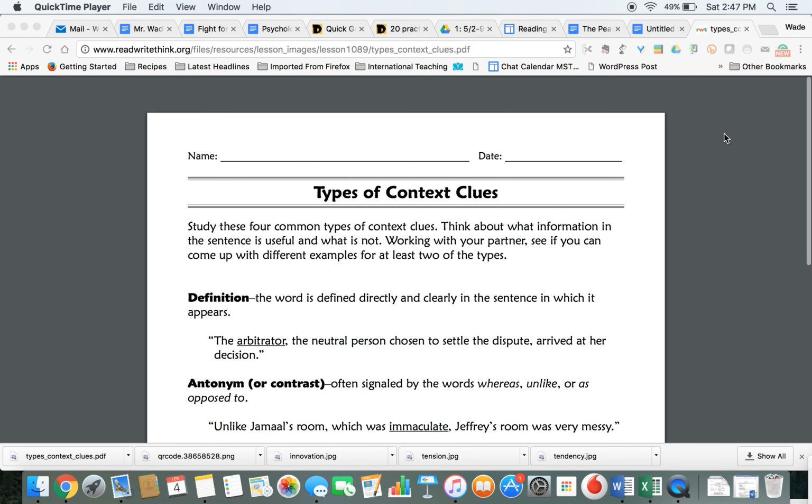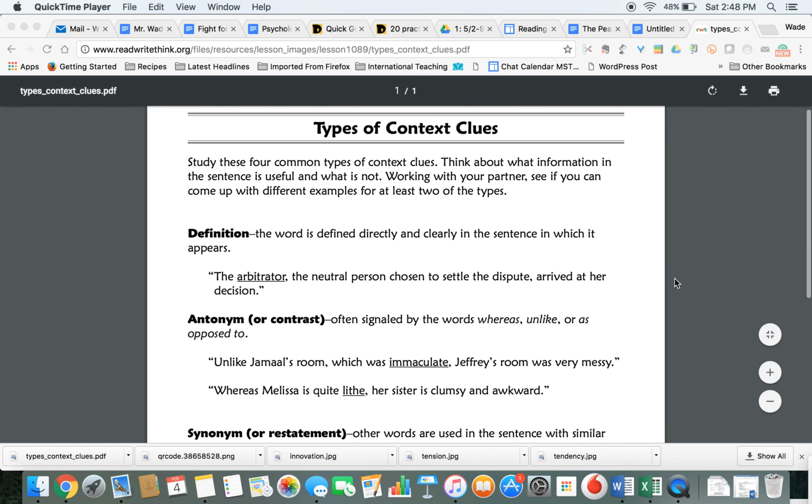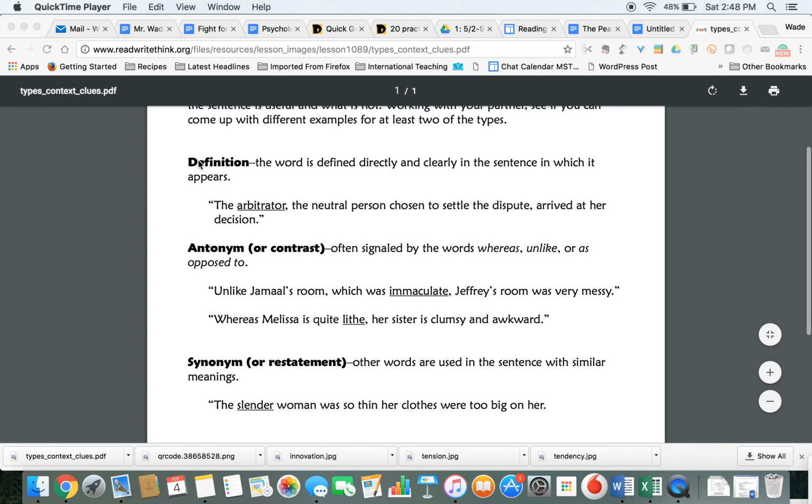So there's four types of context clues, and when you look at context clues, most of them are going to fall within one of these four types. And so what we're just going to do is briefly talk about the four types of context clues that you'll probably run into. The first one is called definition, and this is a word that's defined directly and clearly in the sentence.